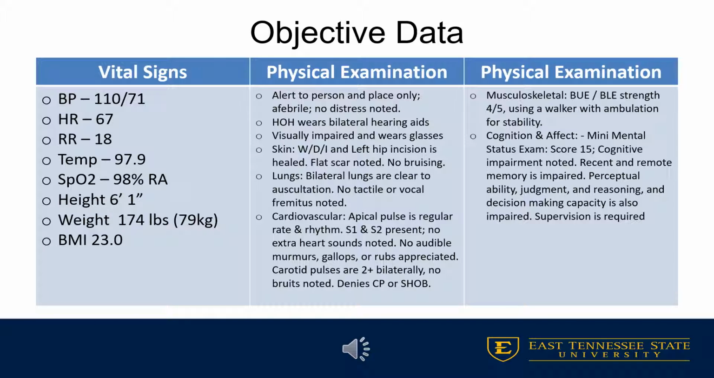And so we did the mini mental status exam. He scored a 15. So he does have cognitive impairment. Recent and remote memory is impaired. Perceptual ability, judgment, and reasoning, decision-making capacity is also impaired. And supervision is required, and his wife does provide that supervision.